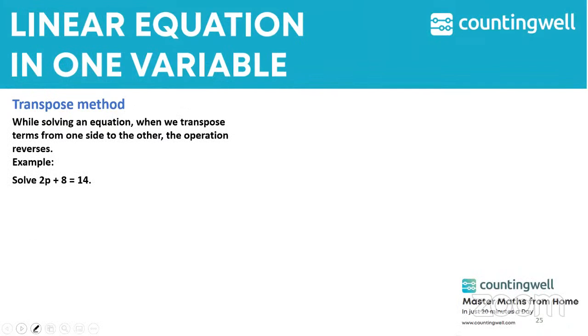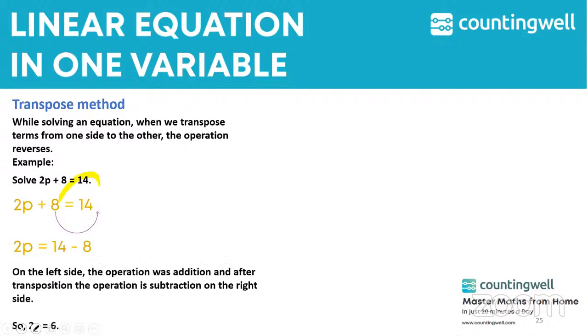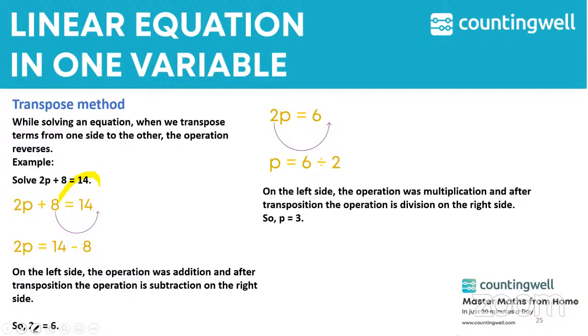Also, by using the transpose method, the operation reverses. So addition will become subtraction, subtraction will become addition, multiplication will become division, division will become multiplication. So here 8 added on LHS will become subtracted on RHS, and 2 multiplied on LHS will become divided on RHS.